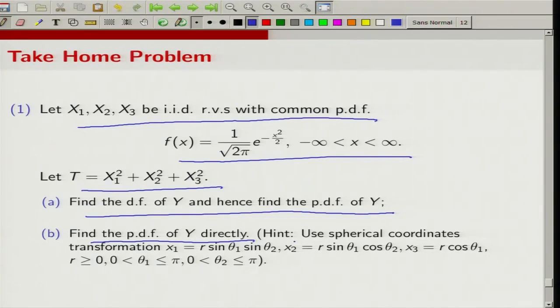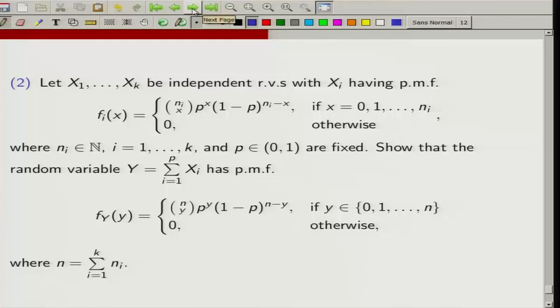the Jacobian method, and one can use the spherical coordinates transformation: x1 is equal to r sin theta 1 sin theta 2, x2 is r sin theta 1 cos theta 2, x3 is r cos theta 1, where r is greater than or equal to 0, theta 1 is between 0 and pi, and theta 2 is between 0 and pi. So, one can use these transformations.